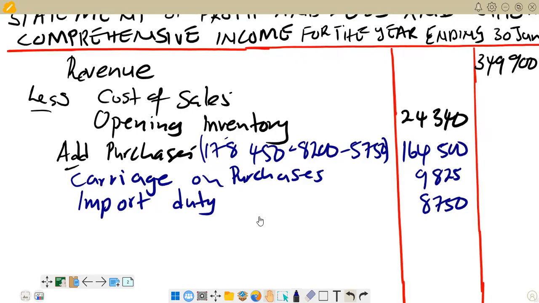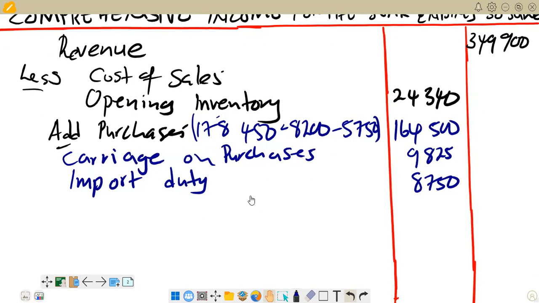And when we have put those figures in for carriage on purchases and import duty, it means now we have exhausted the figures that are supposed to be there. Then we now add the figures that we have there. So before we add them, we also have to make an adjustment for closing inventory.